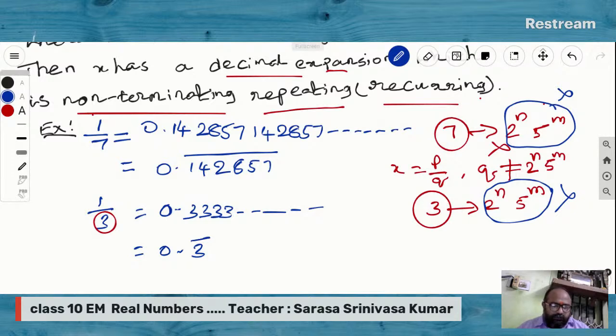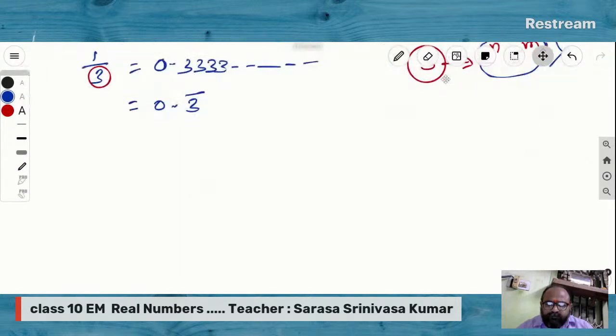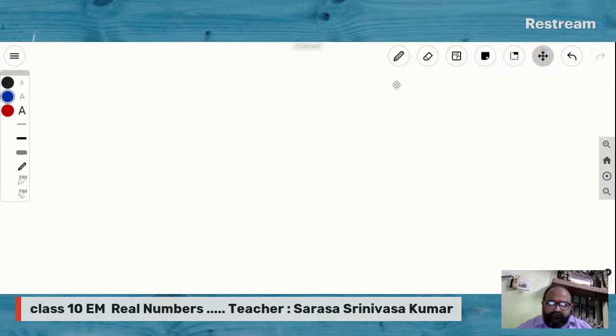So, what we understand from this is when the denominator q is not in the form of 2 power n 5 power m, then we get a decimal expansion which is non-terminating but repeating or recurring decimal. Now we can do some problems based on the earlier theorems.